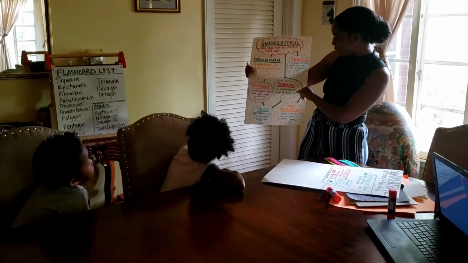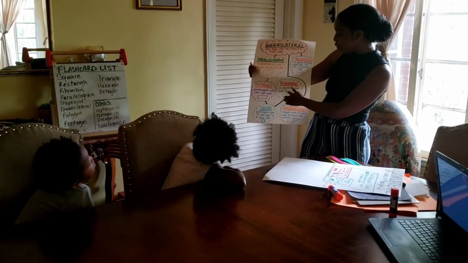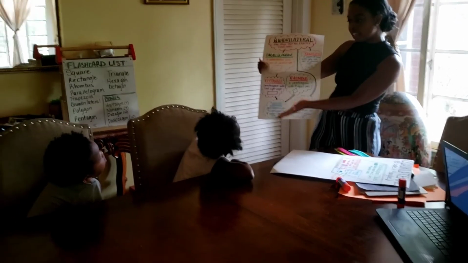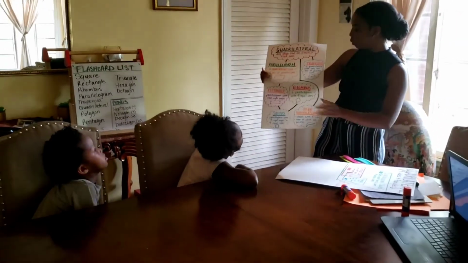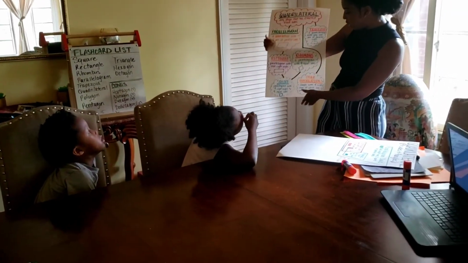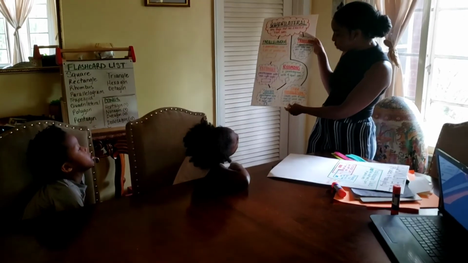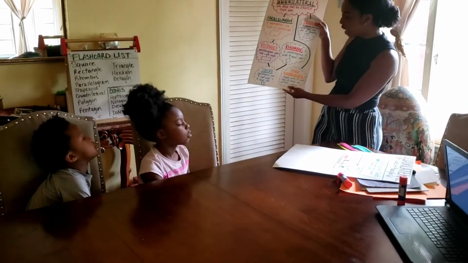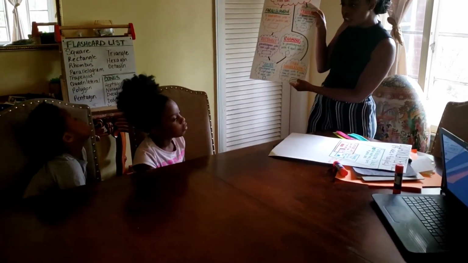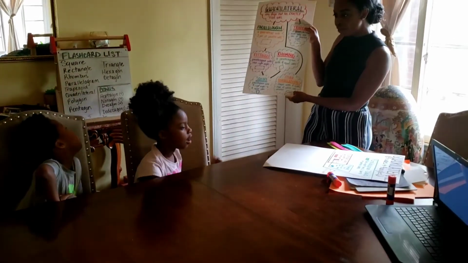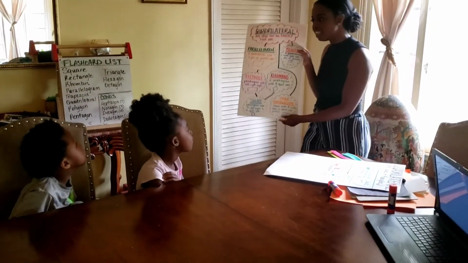Then we have the rhombus, and that's the parallelogram with 4 equal sides. So it's kind of like a diamond, like the traffic symbol we saw. And then all those other shapes that look kind of crazy looking, but if they have 4 sides, they're still a quadrilateral. Does everybody understand? Yeah. Do you understand, TJ?